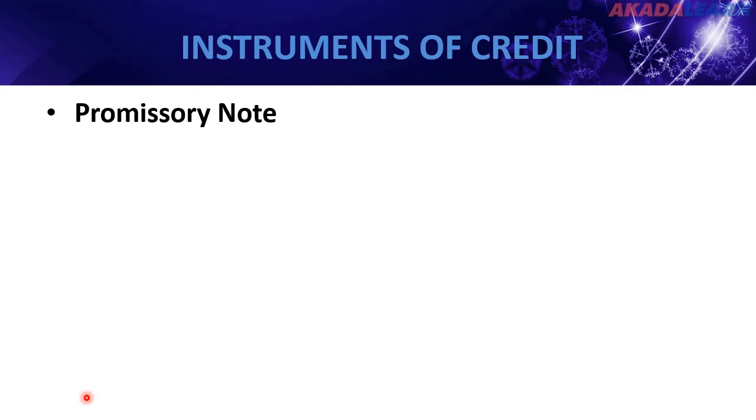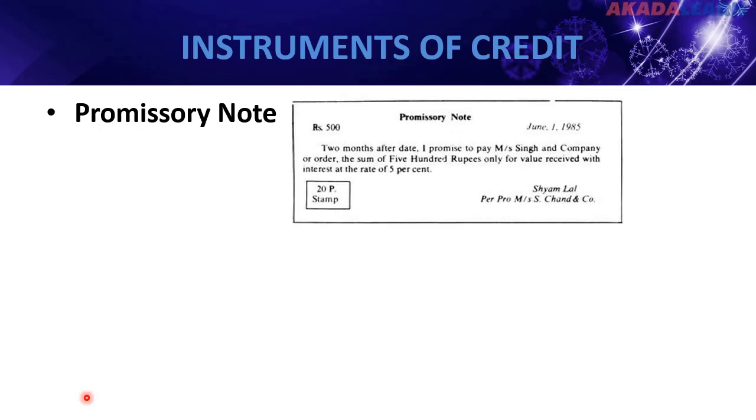A promissory note is a written promise from a buyer or a borrower to pay a certain sum of money to the creditor or his order. It is what we call an IOU. It is an acknowledgement of debt and an obligation to repay. This is a sample of a promissory note.